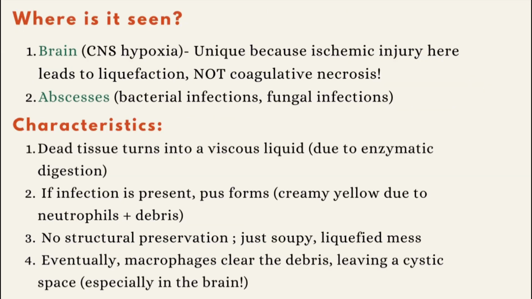It is most commonly seen in the brain during hypoxia, unique because ischemic injury generally results in coagulative necrosis, but here it leads to liquefaction, and also in bacterial and fungal infection where there is abscess formation. The key characteristic features of liquefactive necrosis are that the dead tissue turns into a viscous liquid. Unlike coagulative necrosis, it does not stay firm. And if infection persists, then there will be formation of pus, which has a creamy yellow color due to neutrophils and debris. There won't be any structural preservation. Eventually, macrophages come and clear the debris, leaving a cystic space, especially in the brain.